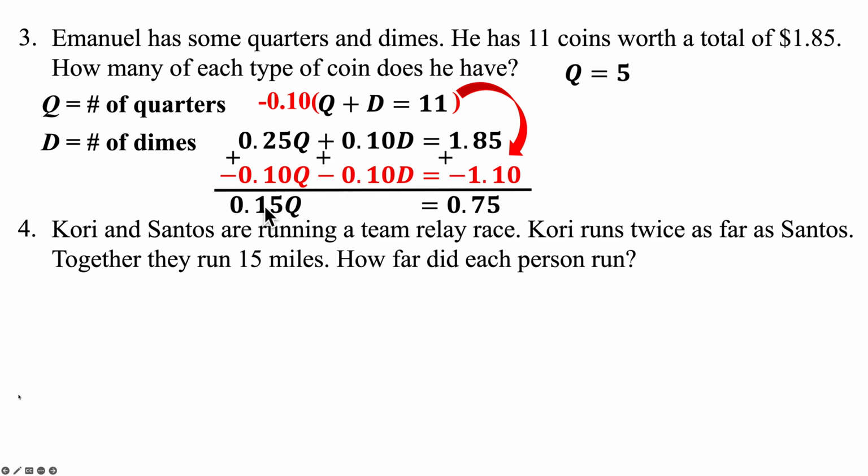All right, so divide by 0.15, Q is 5. And if I have 11 coins, then that means I have to have 6 dimes. Put the 5 in for Q, subtract it from 11 is 6.